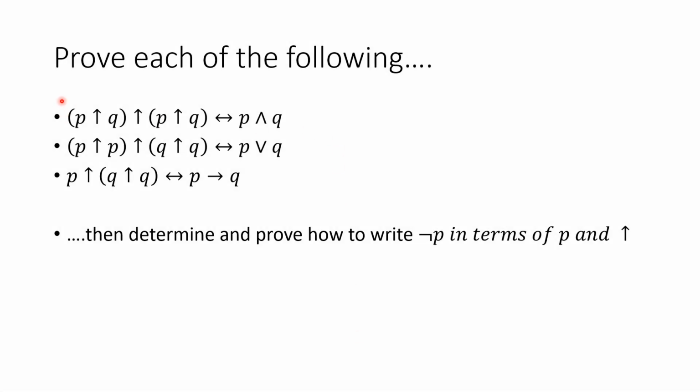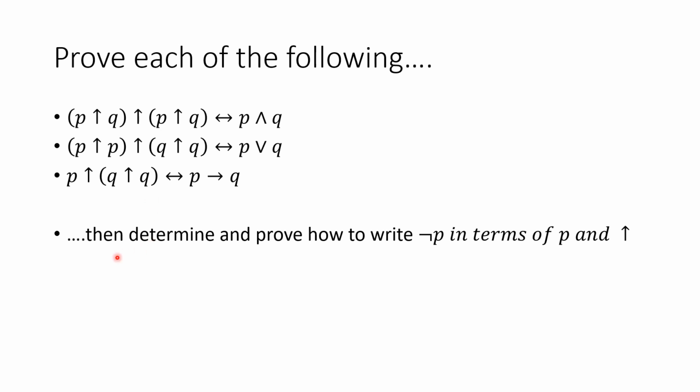So here's your assignment. Prove each of the following. Here's a proof, here's a proof, and here's a proof. Now notice this tells us that you can build a conjunction just out of Sheffer strokes. You can build a disjunction just out of Sheffer strokes. And you can build an implication just out of Sheffer strokes.